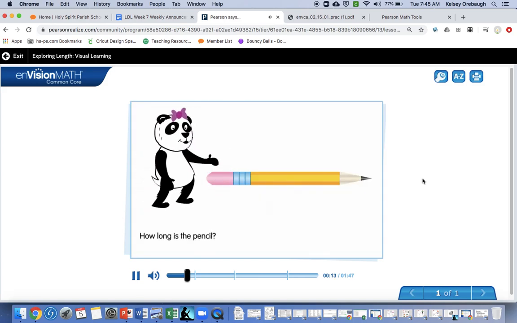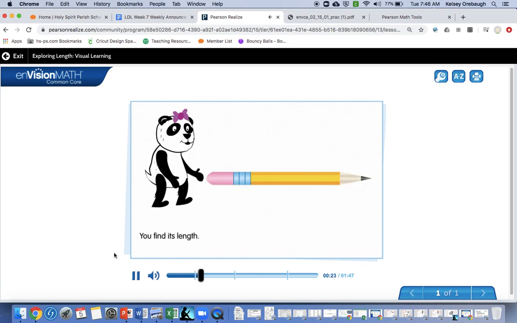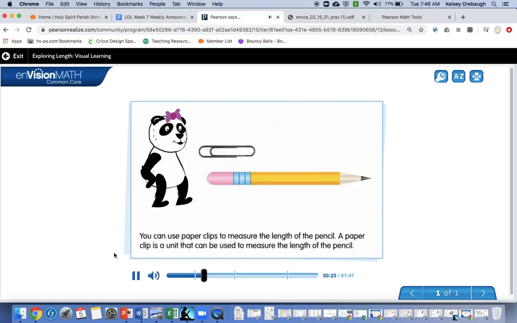How long is the pencil? What attribute do you find to tell how long an object is? Well, we need to find the length of that object. You find its length. You can use paper clips to measure the length of the pencil. A paper clip is a unit that can be used to measure the length of the pencil.